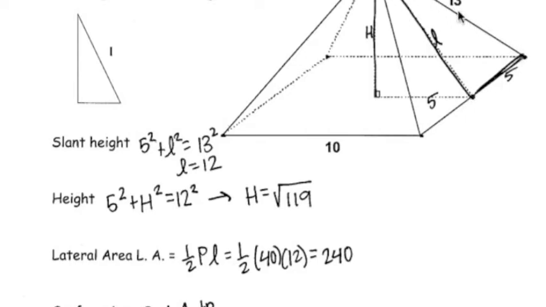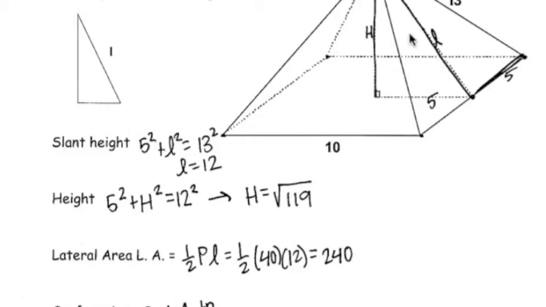This is a special right triangle. It's one of our Pythagorean triples, but we also need to break it up and look at all these different right triangles. So this one, I know from my Pythagorean triples that my L is 12, my slant height. So I can go ahead and plug that in.